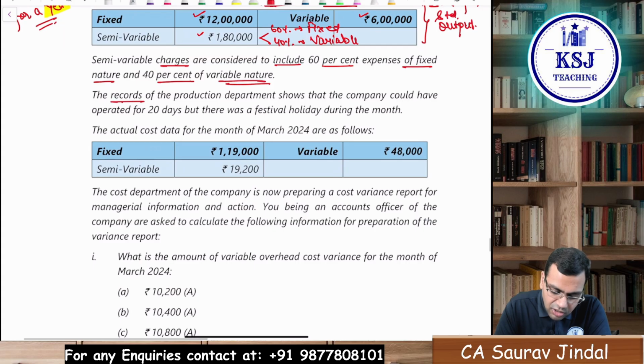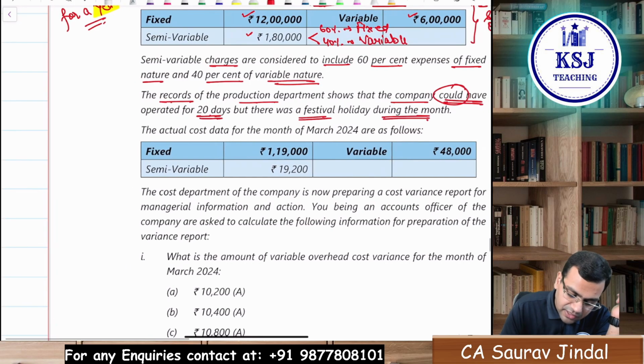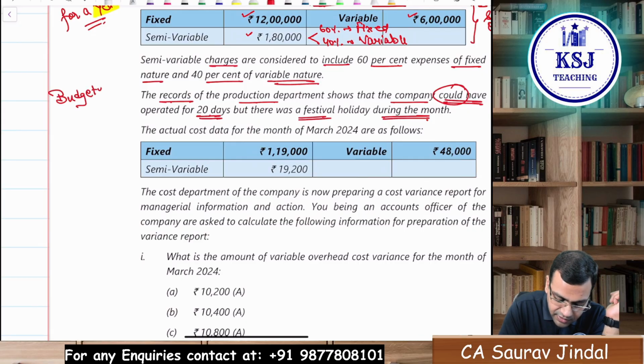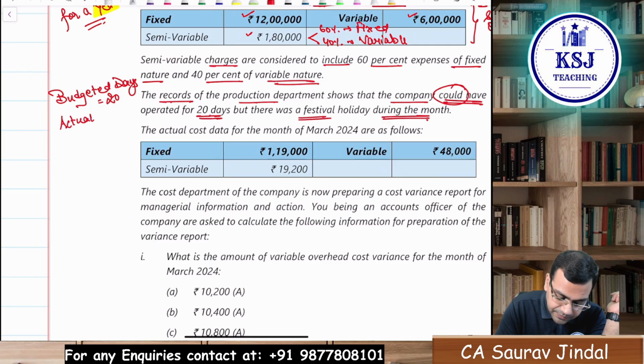The records of the production department show that the company could have operated for 20 days, but there was a festival holiday during the month. So what they want to say here is, what are your budgeted days? Your budgeted days are 20 days. Company could have operated for 20 days, but what are your actual working days? Actual days is 19 days, right?